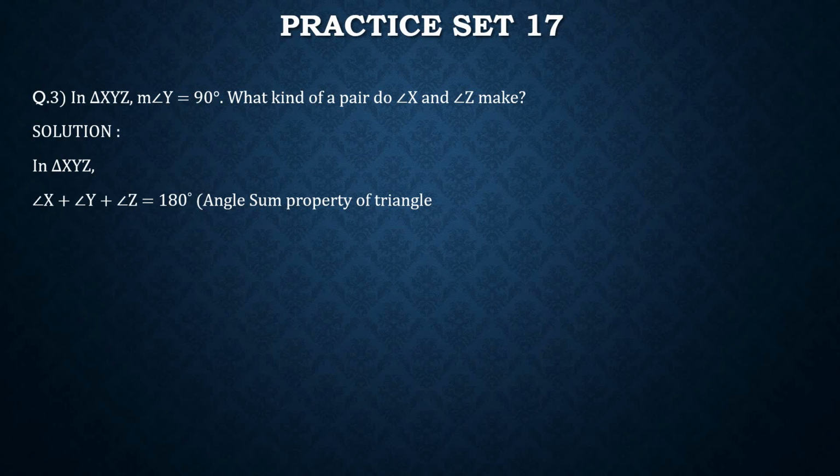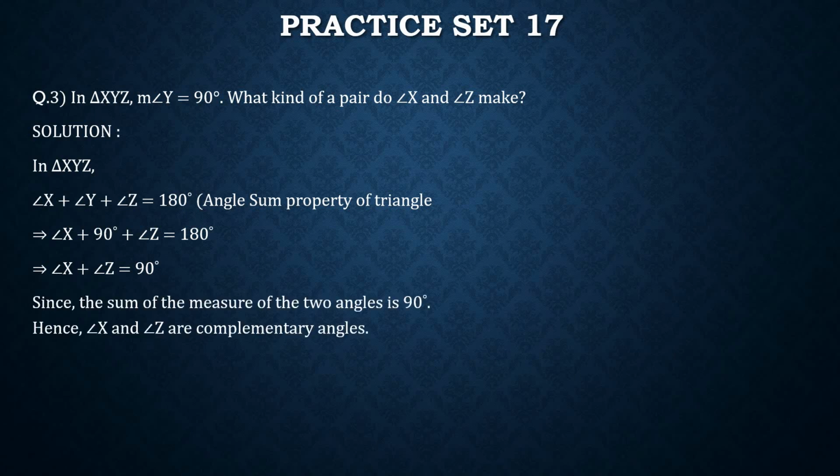We know that sum of the measures of all the angles of a triangle is 180 degree. Now angle Y is given as 90 degree. So we have angle X plus 90 degree plus angle Z is equal to 180 degree, by substituting the value of major angle Y in the given equation. So angle X plus angle Z is equal to 180 minus 90, which will be equal to 90 degrees. Since the sum of the measures of two angles is 90 degree, hence angle X and angle Z are said to be complementary angles.